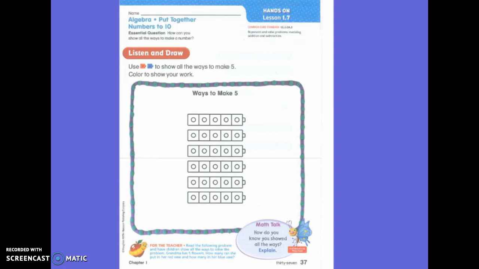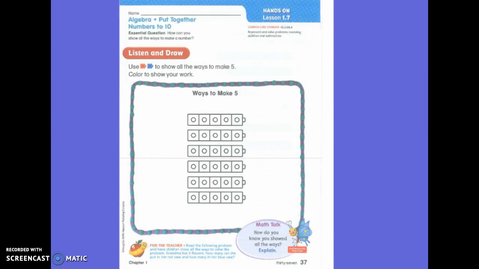Instead of having to write penguins or draw chicks or flowers or whatever it says, all we have to do is draw counters or draw cubes, well, the squares for the cubes. Okay, so instead of having to do that, we're using these to represent the flowers.